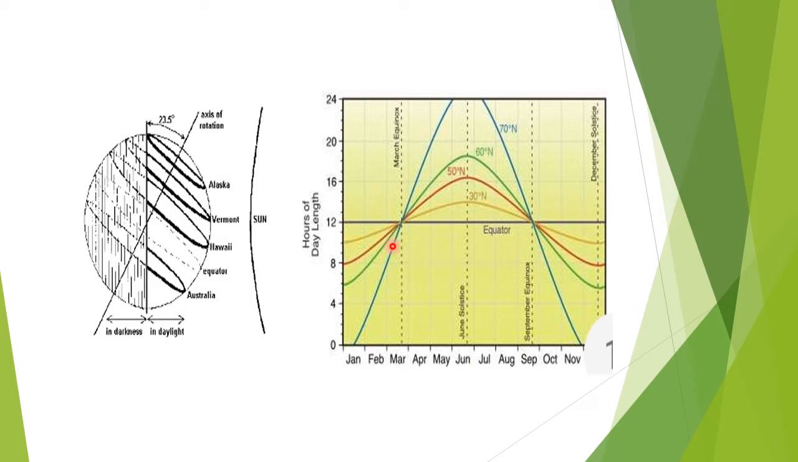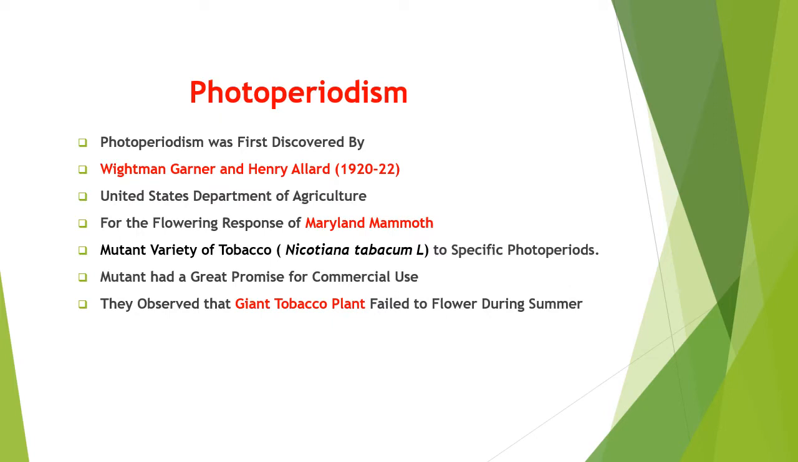So the hours of the day length vary in different months of the year and as per the latitude of the area. So this is how the photoperiods are there. So we have seen that the plants are responding towards these photoperiods. That is called photoperiodism. It is a response of the plants towards the photoperiod. That is called photoperiodism.